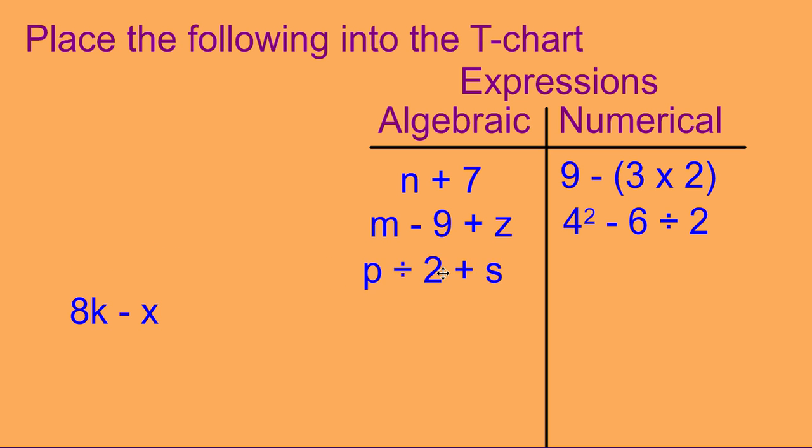This one, yes, it has a variable. Actually, it has two of them, so it's algebraic. And the final one also has two variables, so that's an algebraic expression. Again, since they don't have an equal sign, they are expressions, not equations.